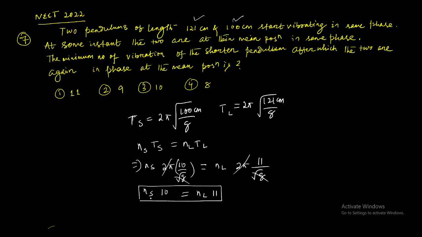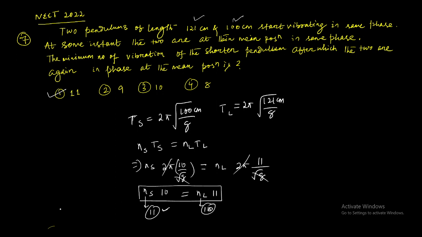So when they are going to be the same, if this is 11 and this is equal to 10, then both are going to be the same, right? And that means after 11 vibrations done by the short pendulum, or smaller pendulum, both are going to be in the same phase, right? So the answer should be 11. You can see here n_s into 10 equals n_L into 11. So if n_s equals 11, then n_L has to be 10, right?